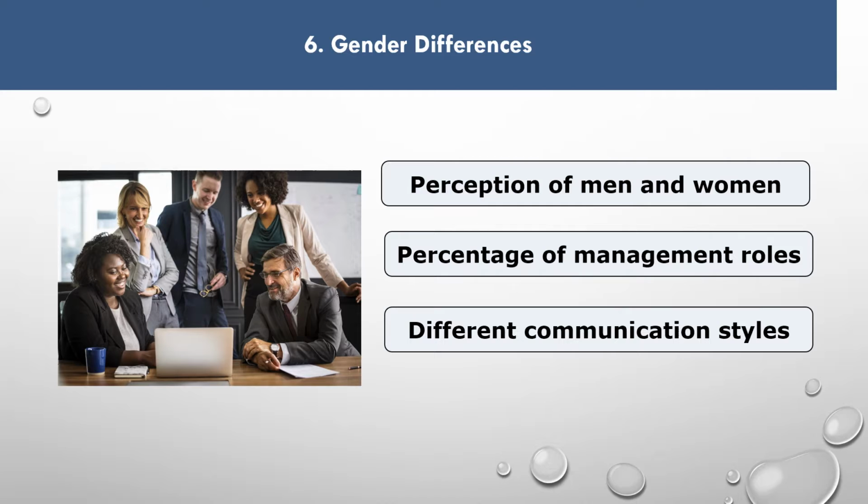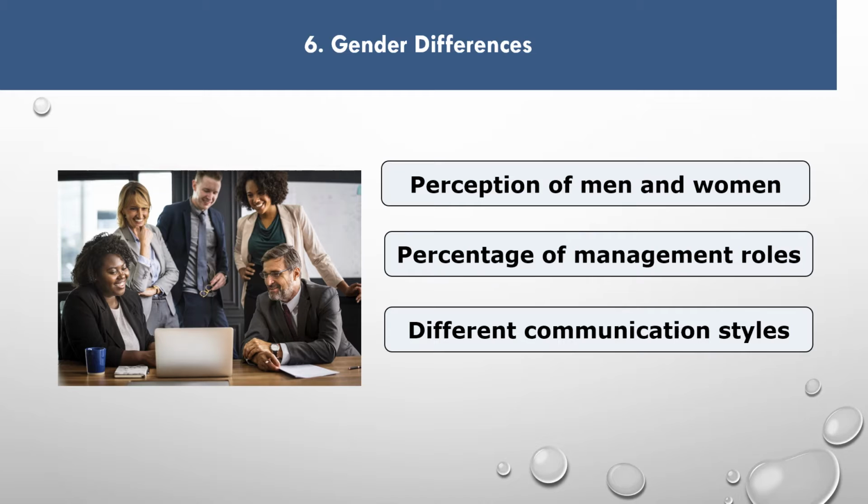Gender differences. Gender influences workplace communication in several ways. First, the perception of men and women in business varies from culture to culture, and gender bias can range from obvious discrimination to subtle and even unconscious beliefs.